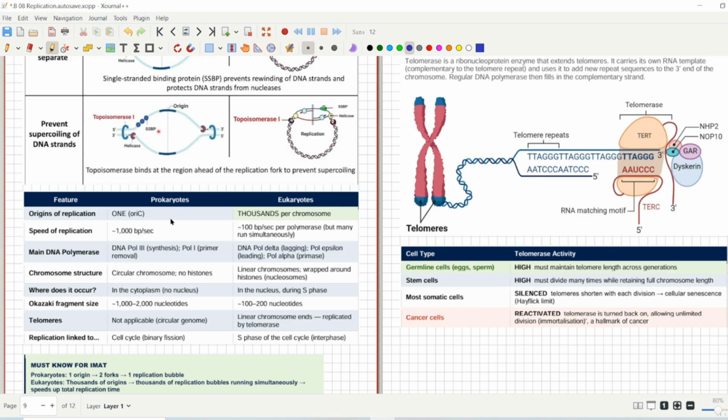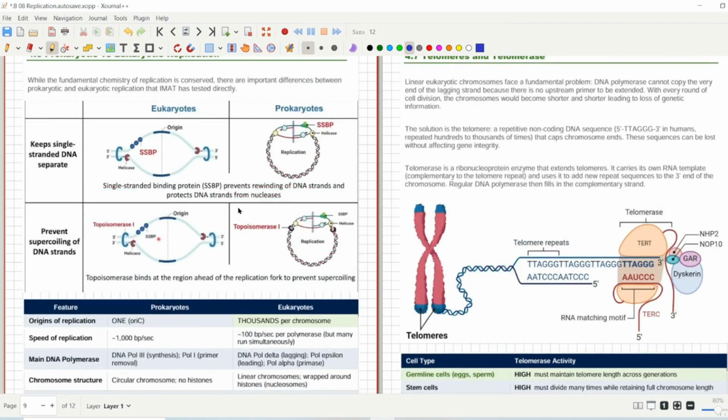In prokaryotes, the cell cycle is in the form of binary fission, right? In eukaryotes, it is in the form of mitosis or meiosis. So the replication is during the S phase of the cell cycle, or you can say during the interphase. So this was all about the difference between prokaryotes and eukaryotes.